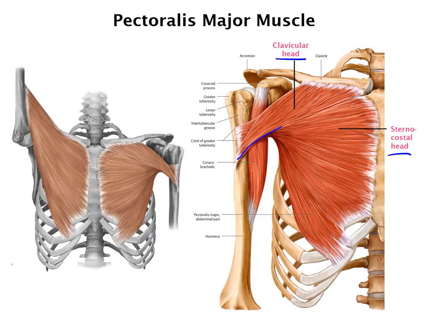As a reminder, recall that the fibers of the pectoralis major muscle are inserting into the lateral lip of the bicipital groove. Notice how the fibers of the clavicular head twist and cross over those of the sternocostal head. This orientation of muscle fibers allows the clavicular head to flex the arm, while the sternocostal head is responsible for extending the arm. Let's do a brief demonstration.